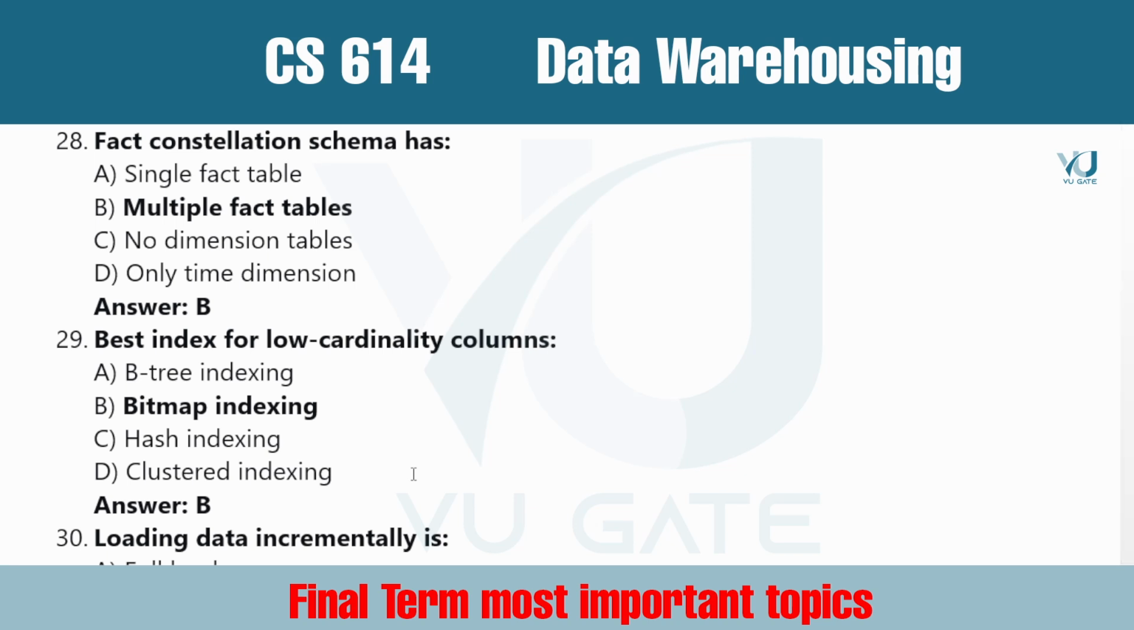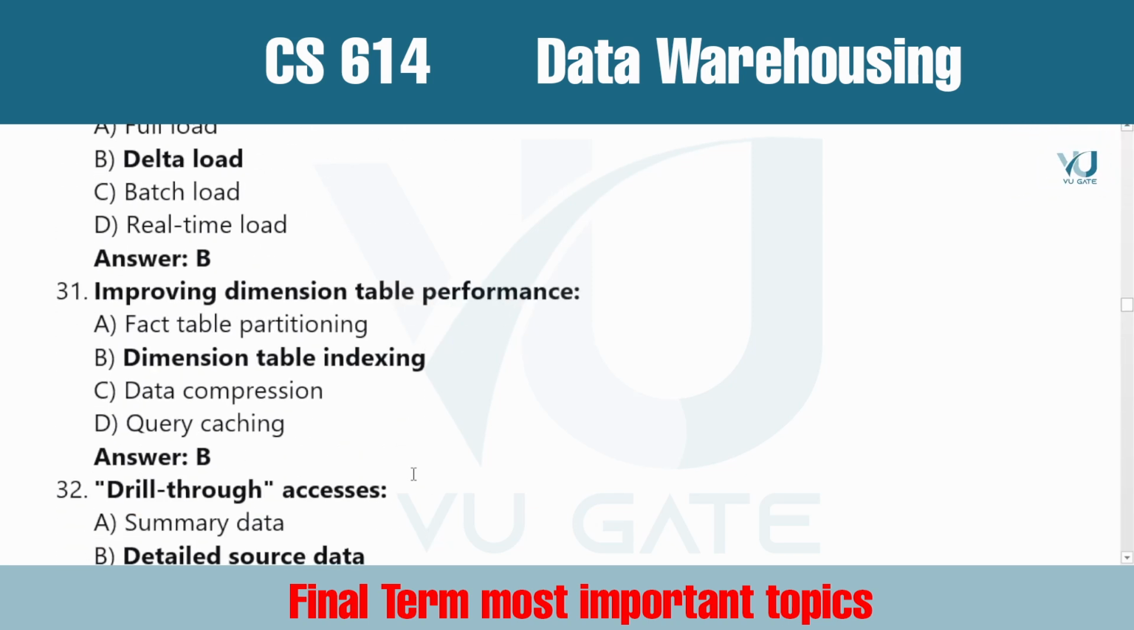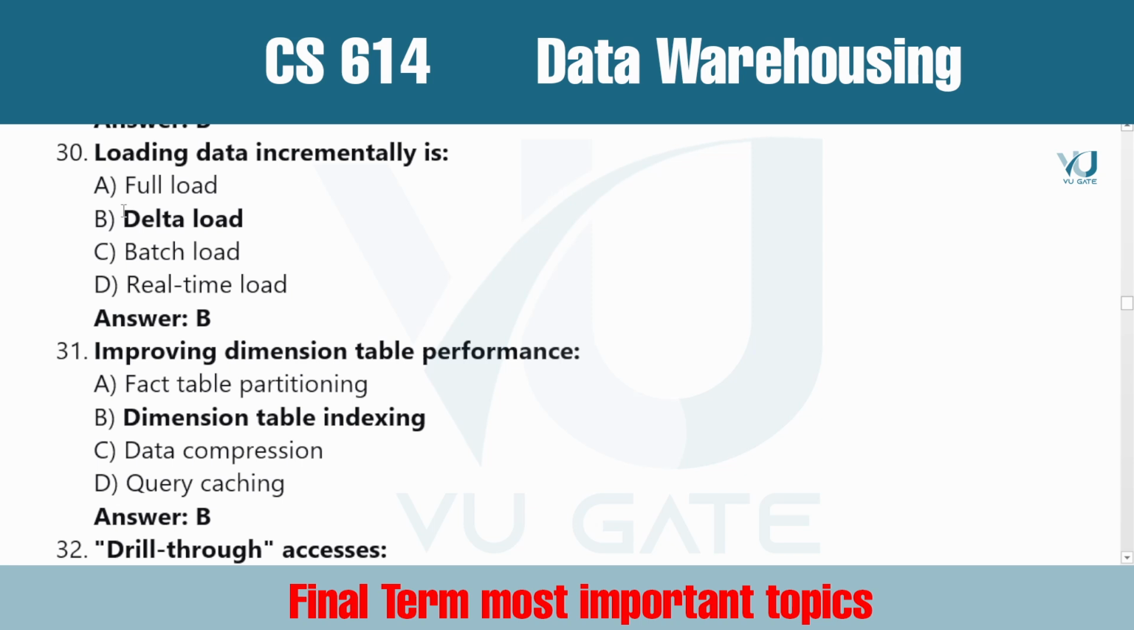Question 29. Best index for low cardinality columns. The correct answer is option B, bitmap indexing. Question 30. Loading data incrementally is. The correct answer is option B, delta load.